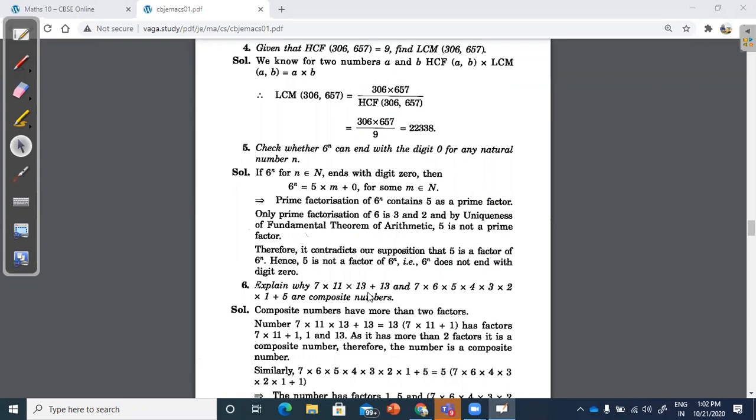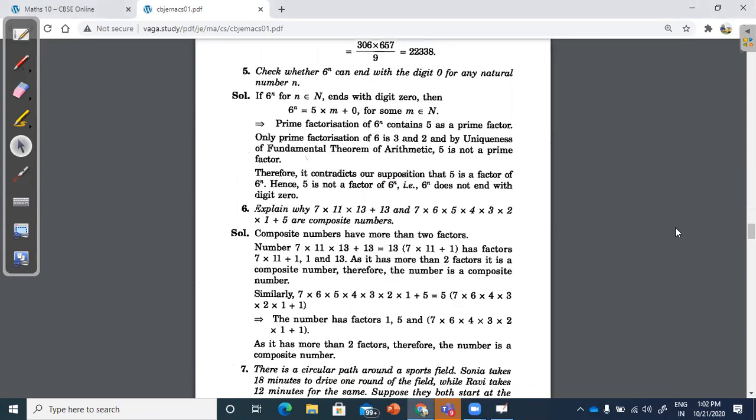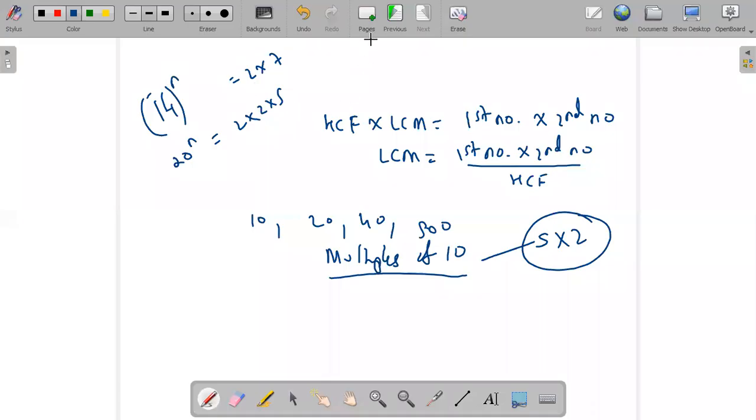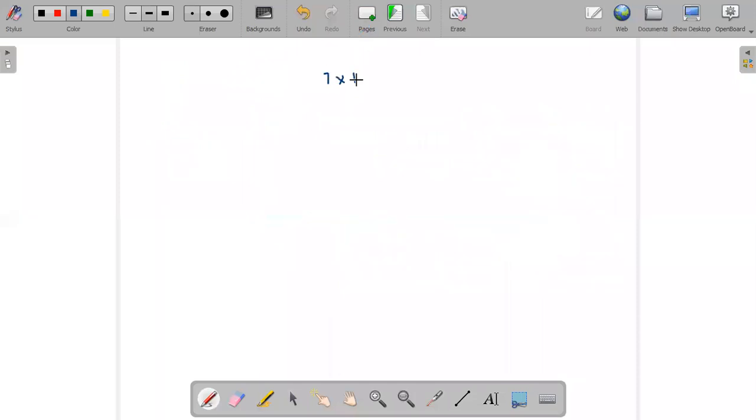Explain why 7 into 11 into 13 plus 13 is a composite number. Now, what are composite numbers? Composite numbers are numbers which have more than 2 factors. Okay, more than 2 factors. If you are having more than 2 factors, then I can say it is a composite number. So look at the question here. 7 into 11 into 13 plus 13 has to be proved composite.